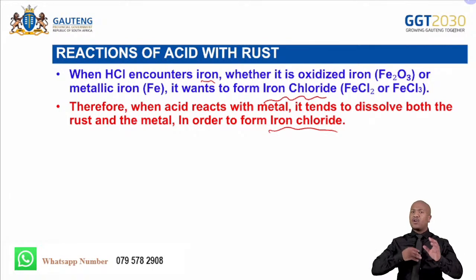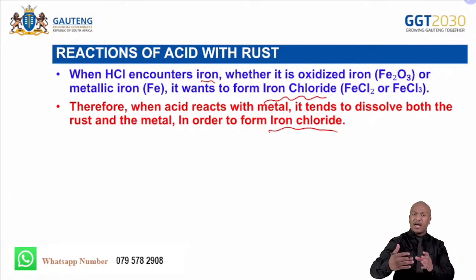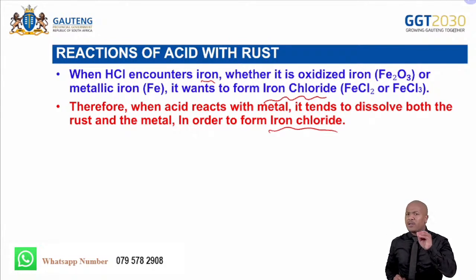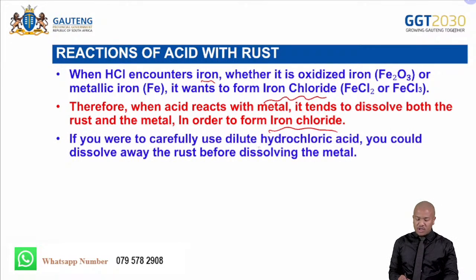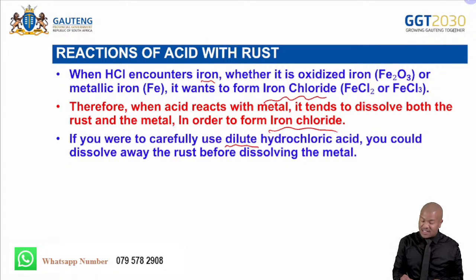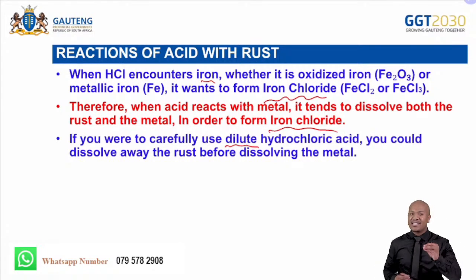So now, in terms of dissolving both the rust and the metal, it can be beneficial or harmful to the metal. What do I mean by that? It depends on the strength of the acid to either remove rust or destroy the metal itself. If you were to carefully use dilute hydrochloric acid, you could dissolve away rust before dissolving the metal. Here's the key word: dilute hydrochloric acid. That can be beneficial for us to remove rust on our metals.